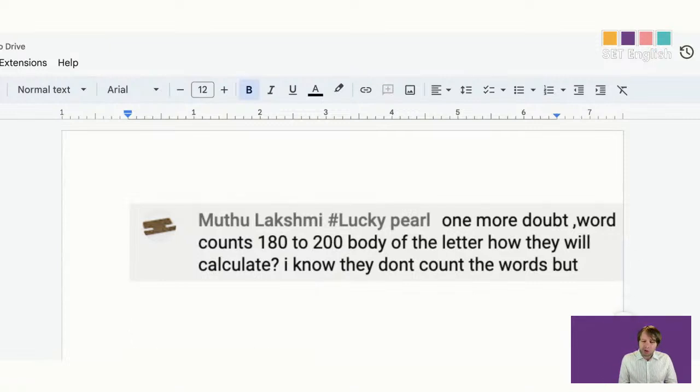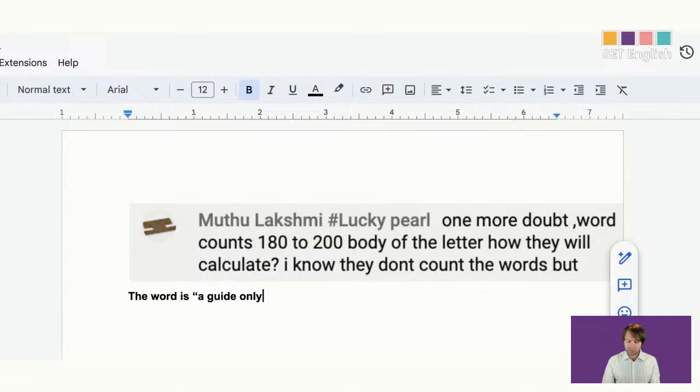Word counts 122, 200, body of the letter. How will they calculate? I know they don't count the words, but... I didn't get the full question here, Muthu. But, okay, well look, the key thing is you're right. They don't count words. So the word count, this is what OET say is a guide only. So that means they will not count the words. Also, it's only the body paragraphs. You're right. They only count body paragraphs as well. So that's correct.